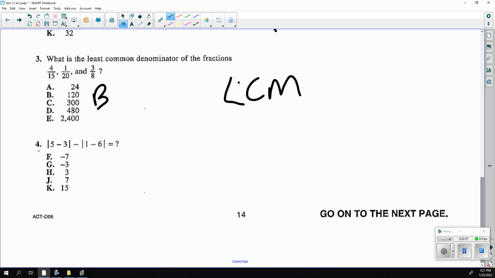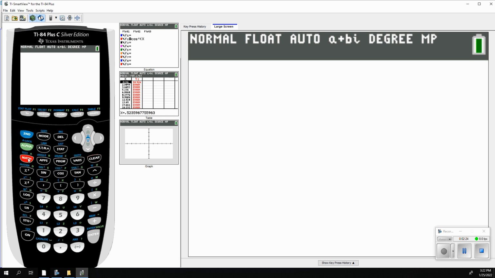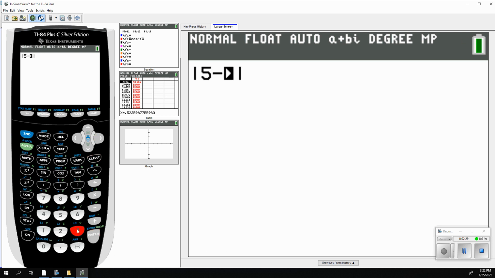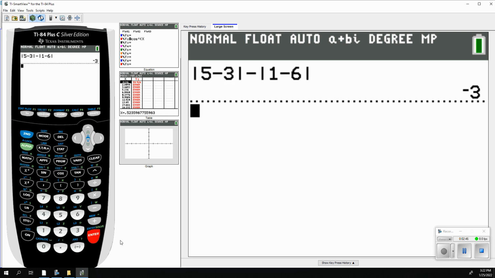Okay, moving right along, this would go straight into the calculator. The absolute value of 2 minus the absolute value of negative 5 would give me 2 minus 5, negative 3. And let's look at it on the calculator. We would go math, number, abs. Part of our instruction on the calculator, 5 minus 3 minus another math, number, abs, 1 minus 6. And there's the answer, negative 3, G.